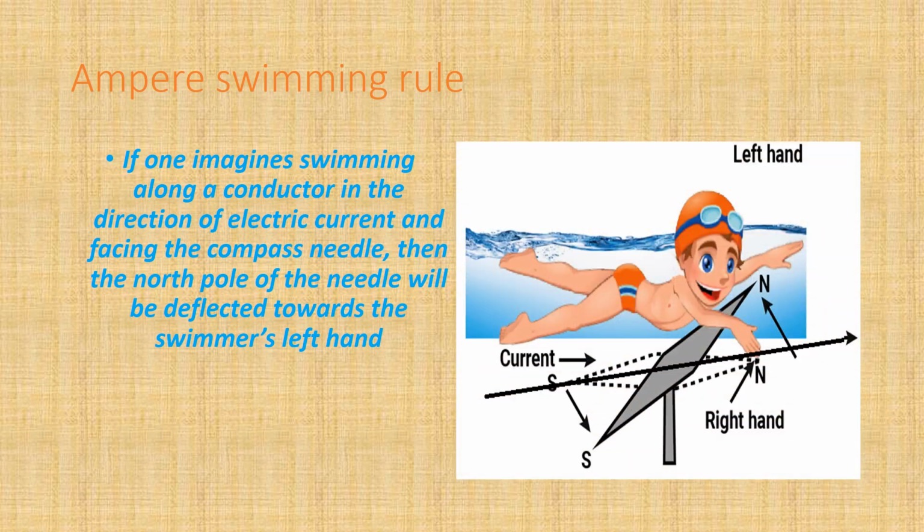If one imagines swimming along the conductor in the direction of electric current and facing the compass needle, then the north pole of the needle will be deflected towards the swimmer's left hand. So just imagine that you're swimming along the wire facing the compass needle. Then your left hand points to where the north of the compass needle will be deflected. I hope you are following.